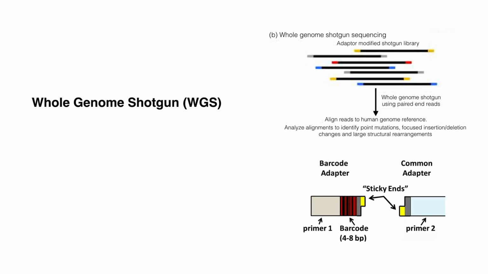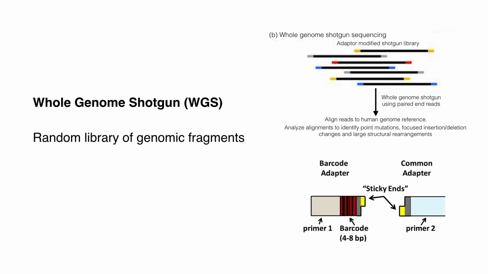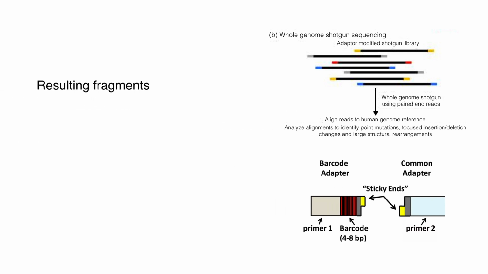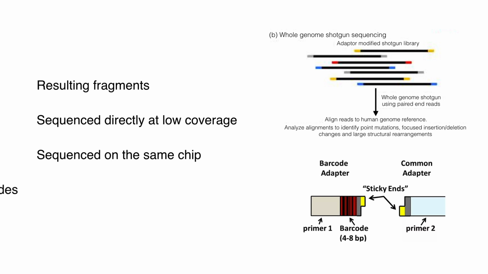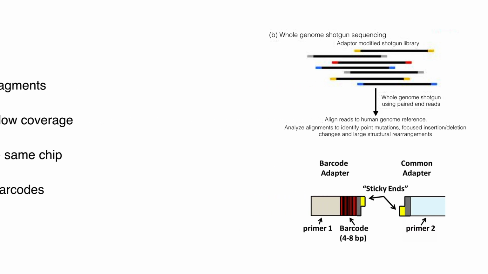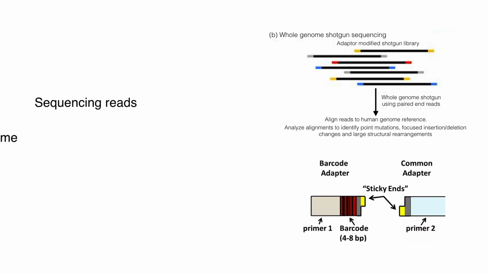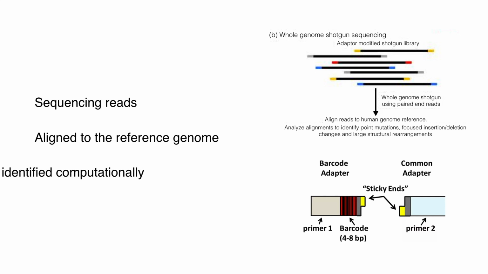In this method, a random library of genomic fragments is constructed first, which contains platform-specific adapters on each end. The resulting fragments are sequenced directly at low coverage, allowing many individuals to be sequenced on the same chip or flow cell. Barcodes are used to separate between individuals or populations. Sequencing reads are aligned to the reference genome, and then variation is identified computationally by comparing them to each other.